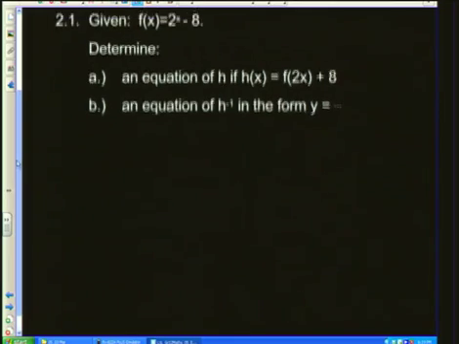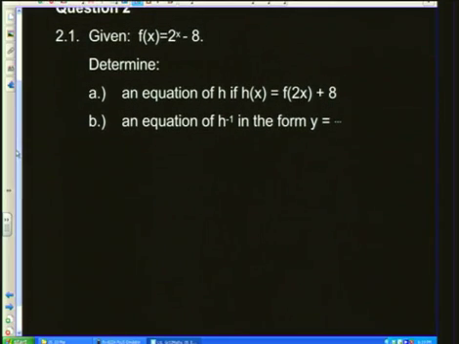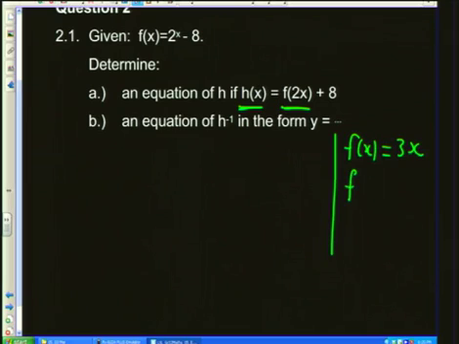With your question 2, it says, it's given that function f of x equals 2 to exponent x minus 8. Find an equation of h if h of x equals f of 2x plus 8. Now, remember guys, if you're given f of x equals maybe 3x, and I'm asking you to find f of a, in other words, what I've done here is I've taken out the x and I bring in the a.